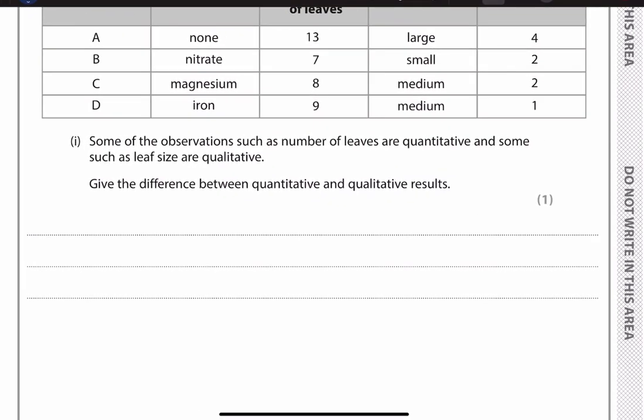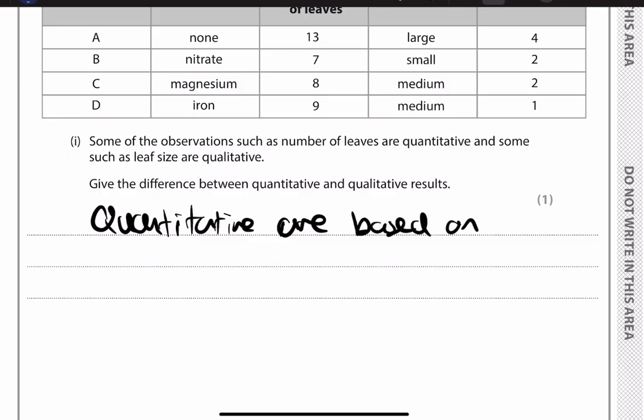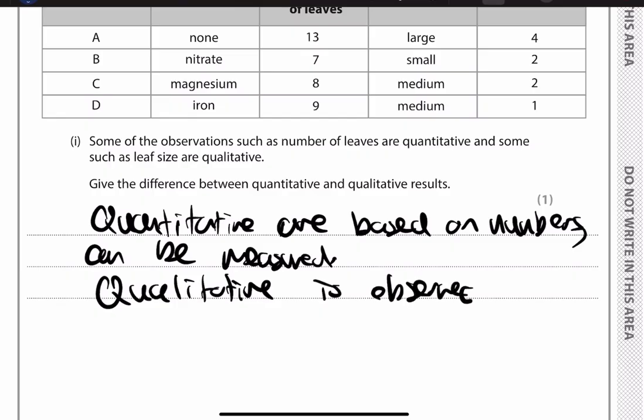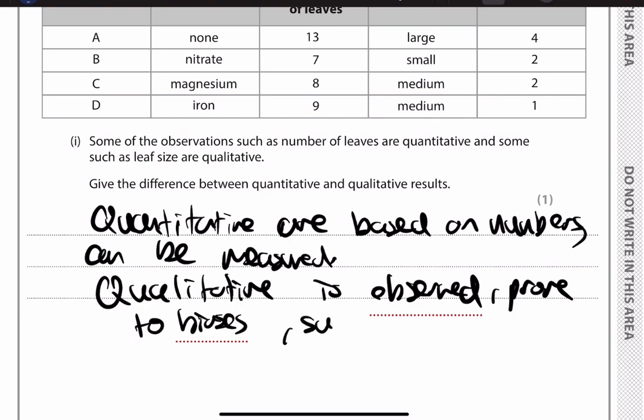So some of the observations, such as number of leaves, are quantitative, and some such as leaf size, are qualitative. State the difference between quantitative and qualitative results. Well, quantitative, it's in the name, quant, right? It uses numbers. Quantitative results are based on numbers, right? Can be measured, right? And qualitative is observed. And qualitative results are prone to biases because they are subjective.